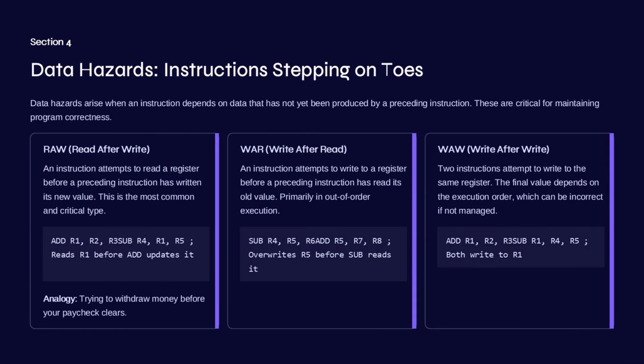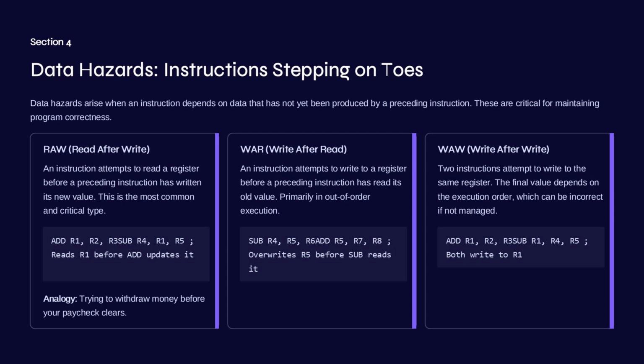Data hazards happen when instructions depend on data that isn't yet available. There are three main types. A, RAW, read after write, true dependency. This is the most common and most dangerous. Instruction B wants to read a register that instruction A hasn't written yet.